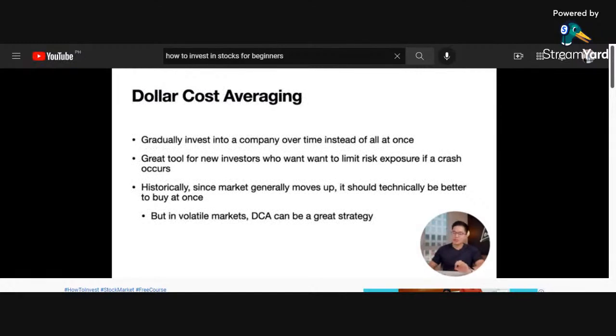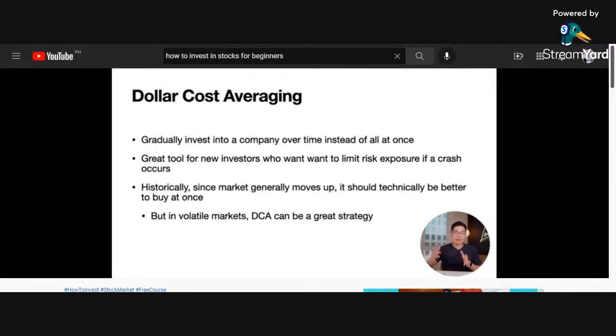Dollar cost averaging. So this is basically a technique of investing over time. It's basically where you're gradually investing into a company over time instead of investing all your money at once. So this is a great tool for new investors who want to limit their risk exposure if a crash does occur, right? You're not putting all your money into the market or into that company at one time. Rather, you're going to put it in slowly.